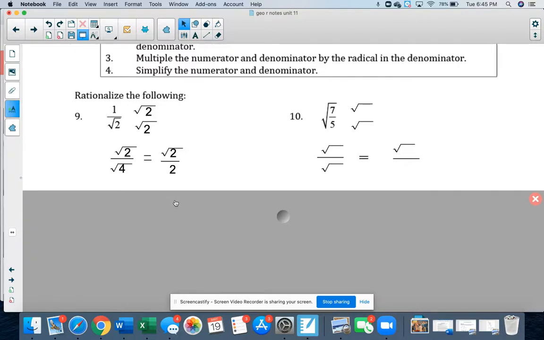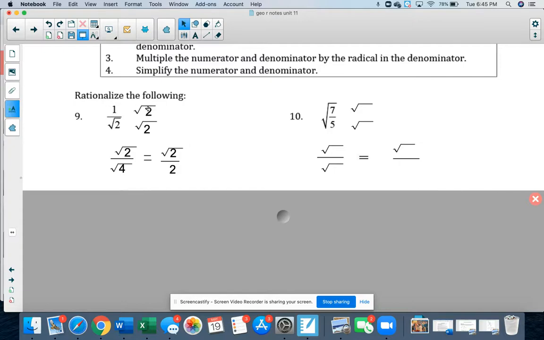So let's just look at this again to make sure it makes sense. You are not allowed to have a radical in the denominator of a fraction. The way to get rid of it is you multiply the numerator and the denominator by that same exact radical. Now, you're allowed to do that because radical 2 over radical 2 is just equal to 1.